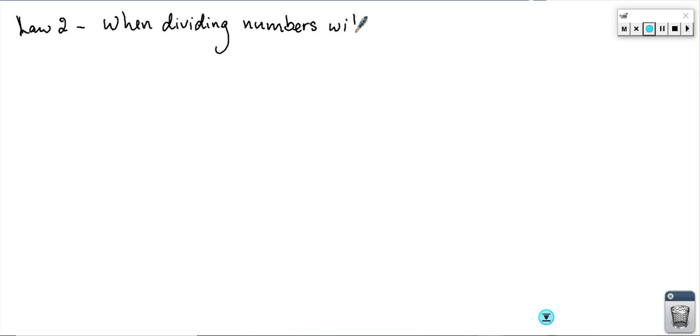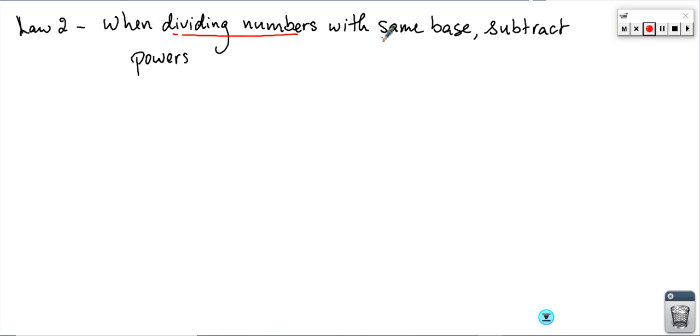Second law. Second law states the following. When dividing numbers with same base, we subtract the powers. Again, as in the other example, dividing numbers with same base, we have to subtract powers. Okay, so those are the two things which we need to remember. Let's see a couple of examples.